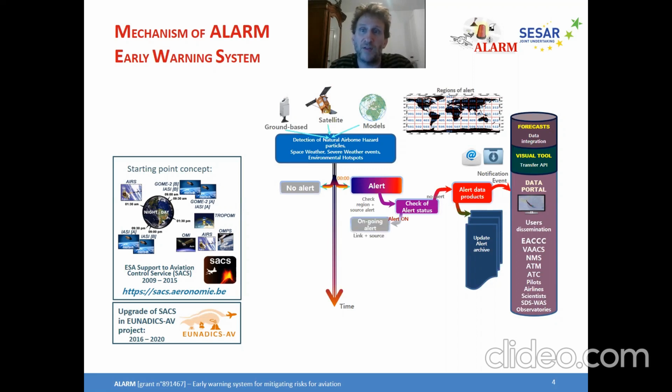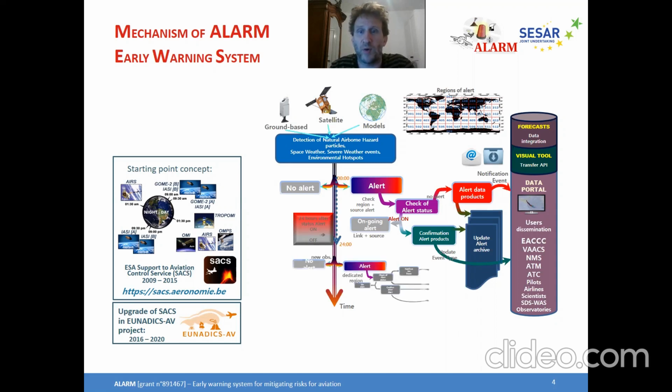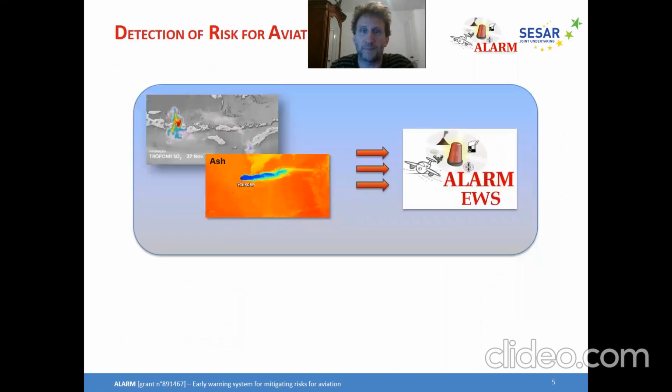If the region is already in alert, then we send a confirmation. After 24 hours, a region is off alert if there is no new detection. And so on, we get new observations, and this is how our system is running.